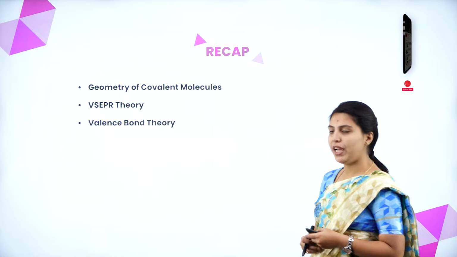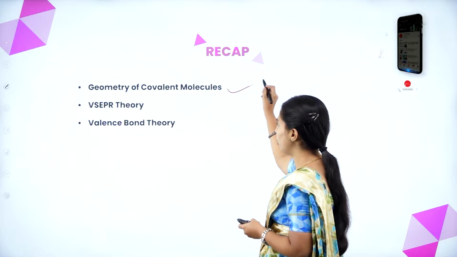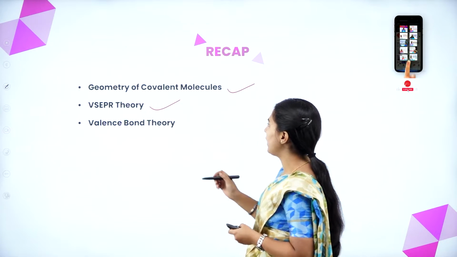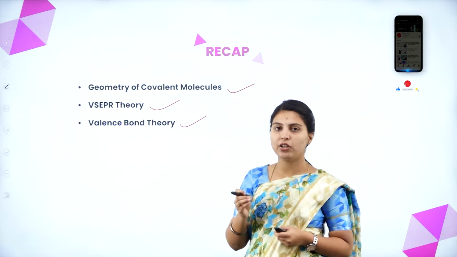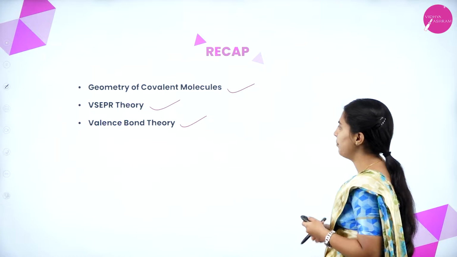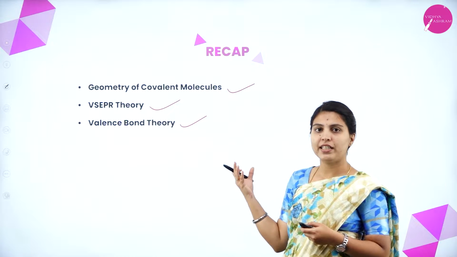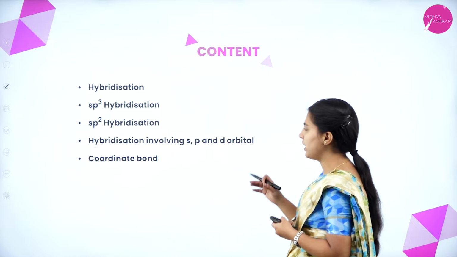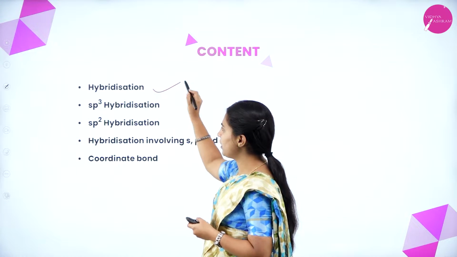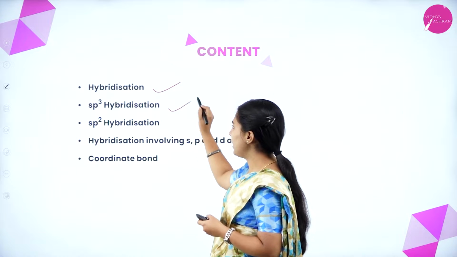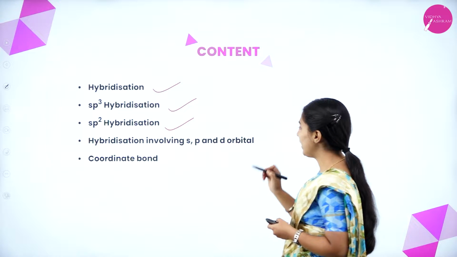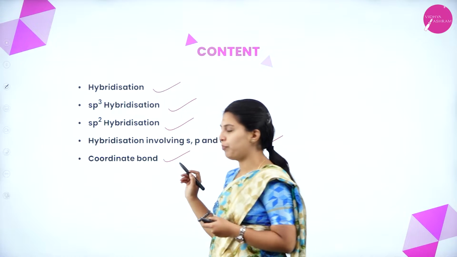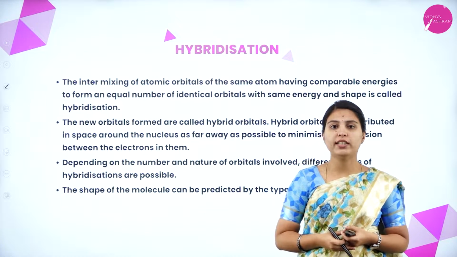In the last class, we discussed the geometry of covalent molecules, VSEPR theory, that is valence-shell electron pair repulsion theory, and valence bond theory. These are the topics we discussed in the previous session. Based on these topics, we were understanding the types of orbitals. Now we will see the next topic, hybridization. In hybridization, sp3, sp2 and hybridization involving s, p and d orbitals we'll see today, and another one, coordinate bond. First, we have to understand what hybridization is.